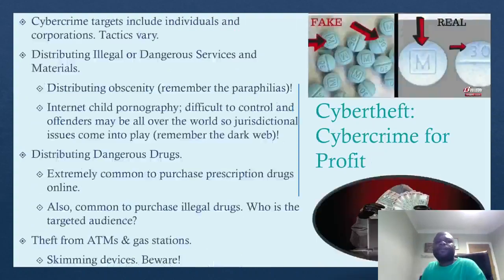So cybercrime includes individuals and corporations. Of course, the tactics vary. Sometimes individuals will try to distribute illegal or dangerous services or materials, distribute obscenity. Remember, we talked about paraphilias in the last chapter. Child pornography. It's difficult to control, and offenders may be all over the world, so you might get jurisdictional issues that may come into play.